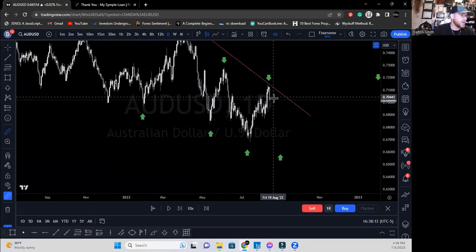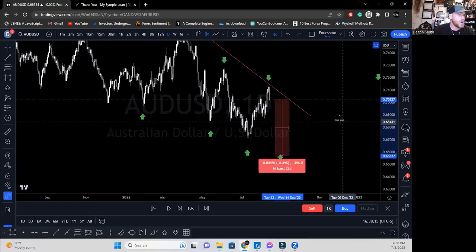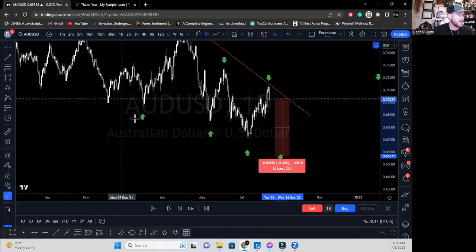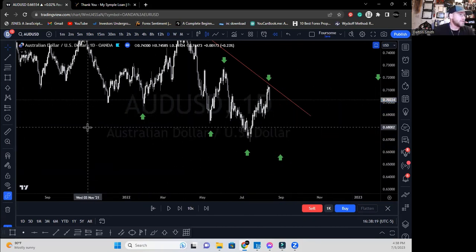That was the wrong tool. Look, if we happen to make this trade, we're looking at 456 pips. Yay! Right? So that would be a great movement to track.